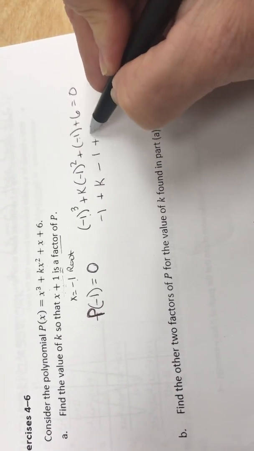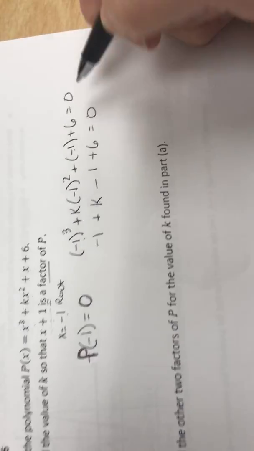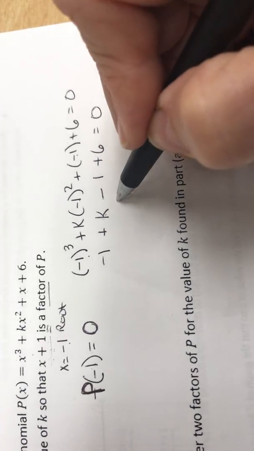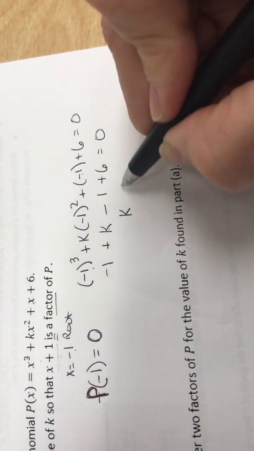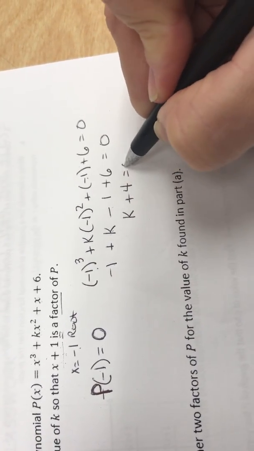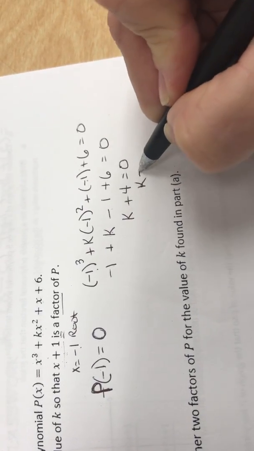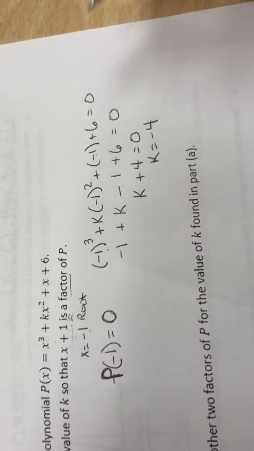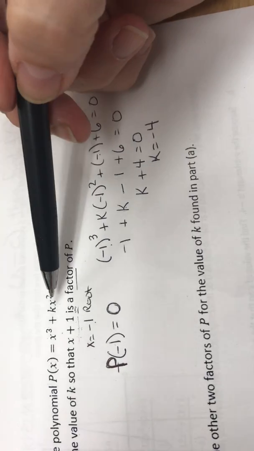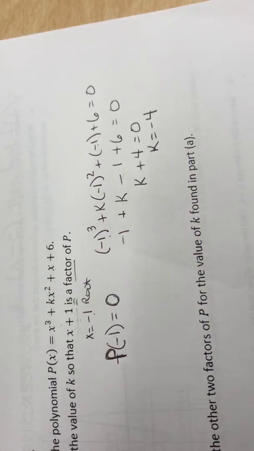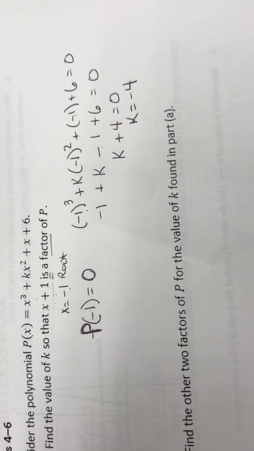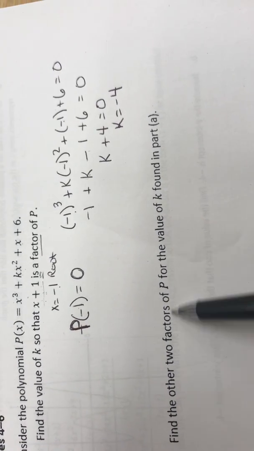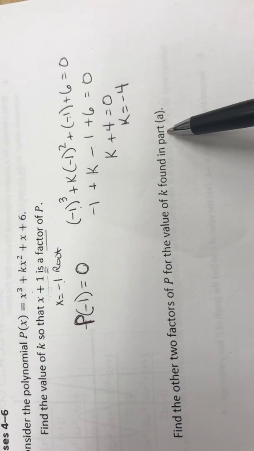Minus 1 plus 6 equals 0. That gives me k negative 1 minus 1 plus 6 is 4. Move that over, I get k equals negative 4. So that means negative 4 is what k is, and that's all they asked you to do. Okay? That's your answer. But part B to this is saying find the other two factors.